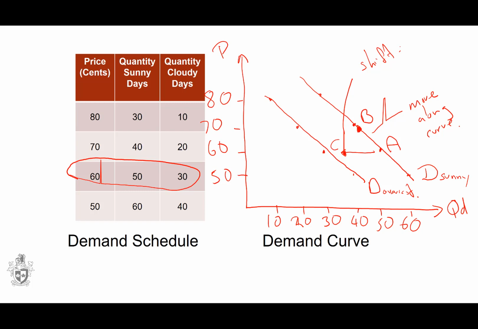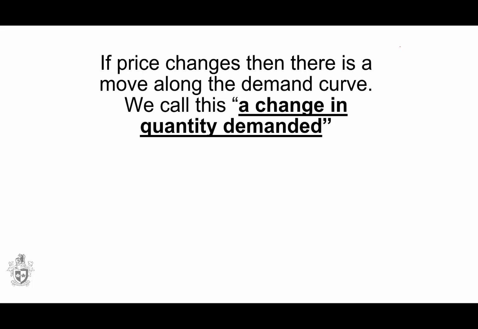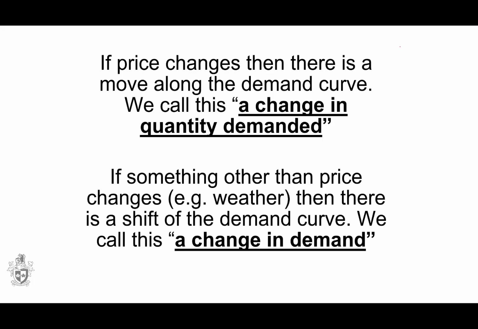So what are the key points that we're trying to say here? If price changes, then there is a move along the demand curve, and we call this a change in quantity demanded. If something other than price changes, for example the weather, then there is a shift of the demand curve. We have an entirely new demand curve, and we call this a change in demand. It's very important that we differentiate a change in quantity demanded from a change in demand.